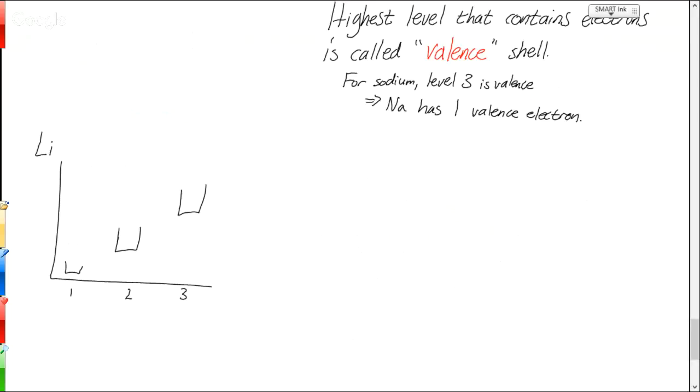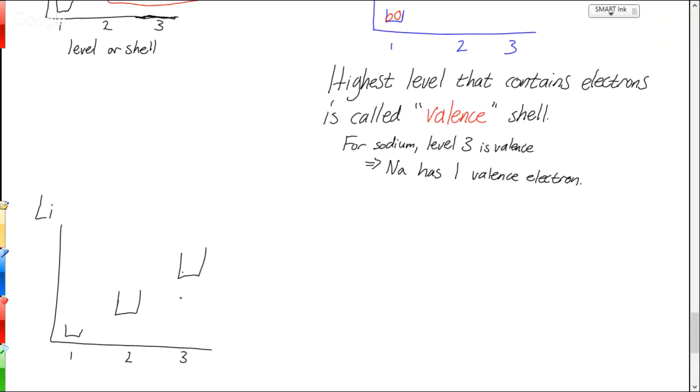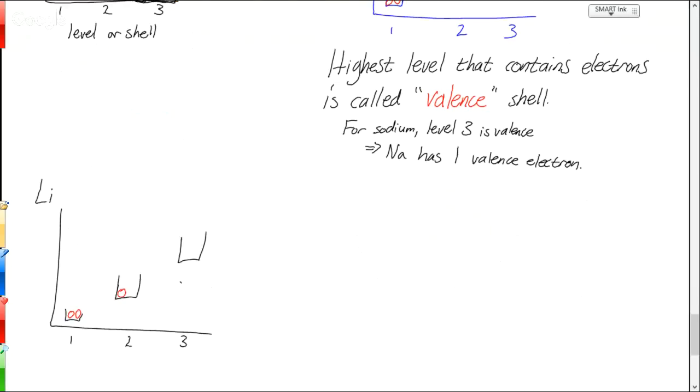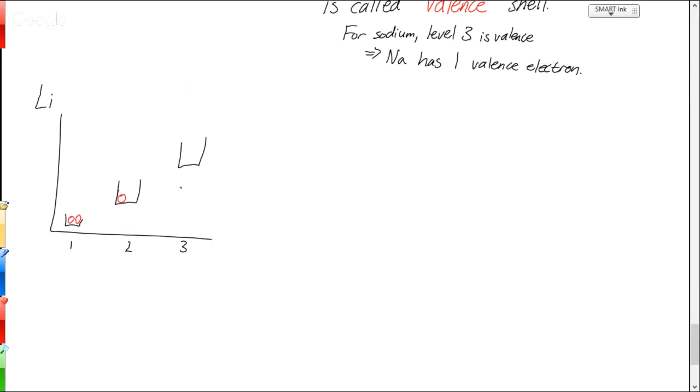No, because it depends on how many electrons. This one won't have any in the third. Yep, because the valence is the highest level that contains electrons. So it would be the second one. If we put those in here, we go 1, 2, 3. And because that's all the electrons, just 3 of them, in lithium's case, the valence shell is number 2. And we can say that it has 1 valence electron.